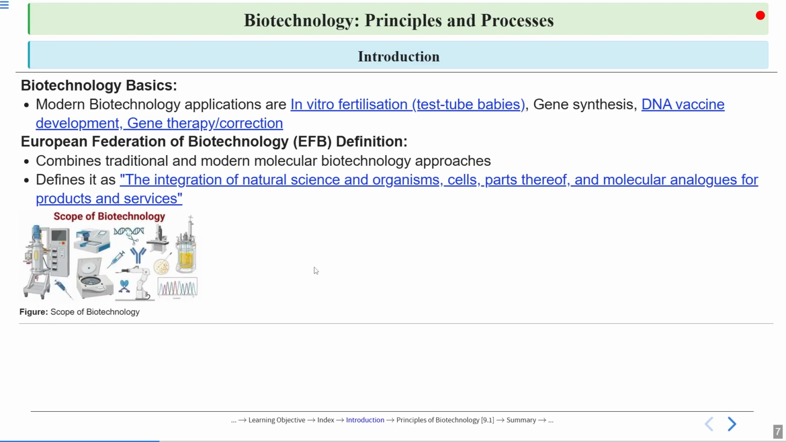This is the pictorial representation which shows the scope of biotechnology. In these figures, we can see things that we are going to talk about in upcoming slides. Here we can see a bioreactor, then an antibody structure, then a scissor, which is cutting the DNA that we're going to talk about, and many more.